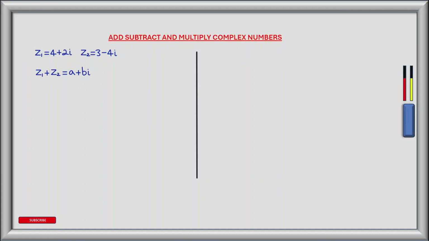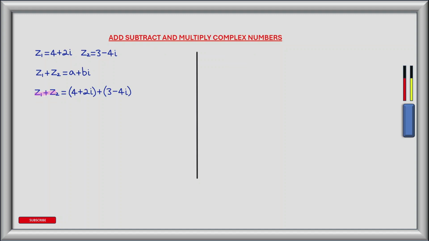Let's look at how we add, subtract and multiply complex numbers. I've put two complex numbers on the whiteboard, Z1 and Z2. Suppose we want to add these. How would we do it? Well, we'd sum the real and imaginary numbers to get a new complex number of the form a plus bi, where a is real and b is imaginary.